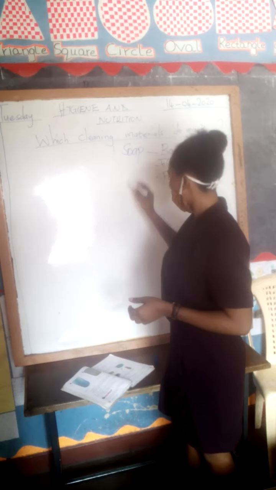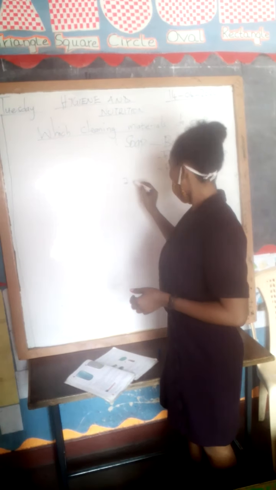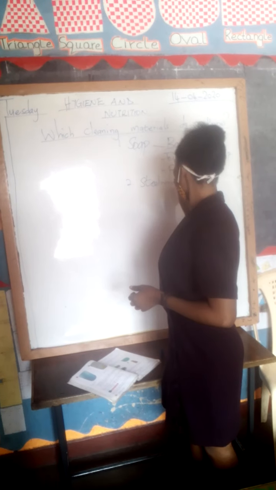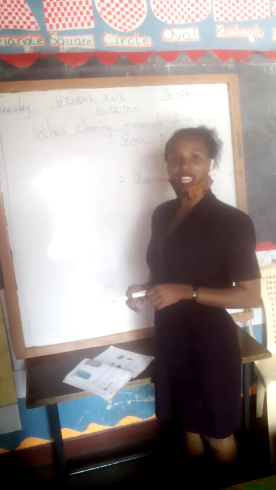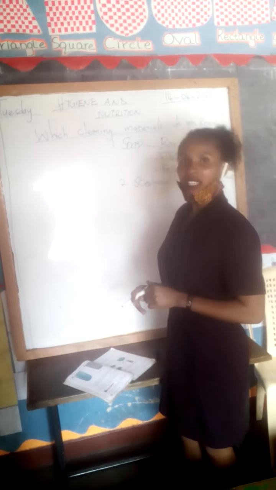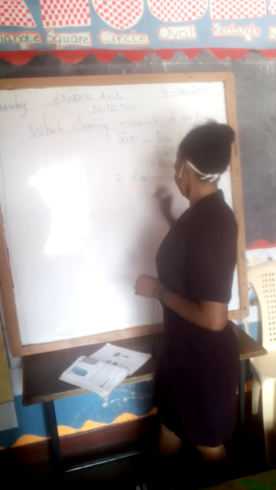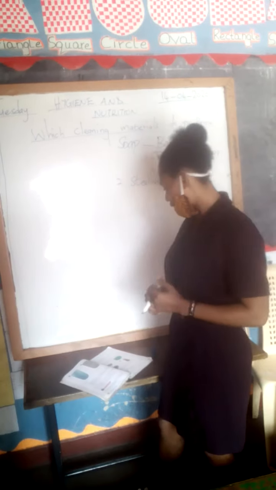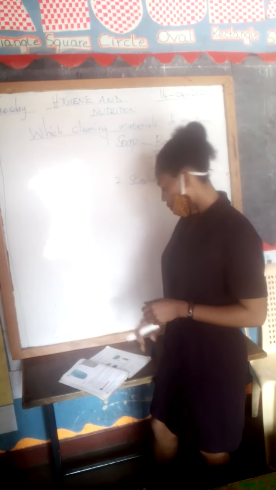In our kitchen, apart from soap, we also have the steel wool. A steel wool is used in scrubbing stubborn stains from sufurias, cooking pans. So this one we use in washing cooking pans, and we use it in washing sufurias.